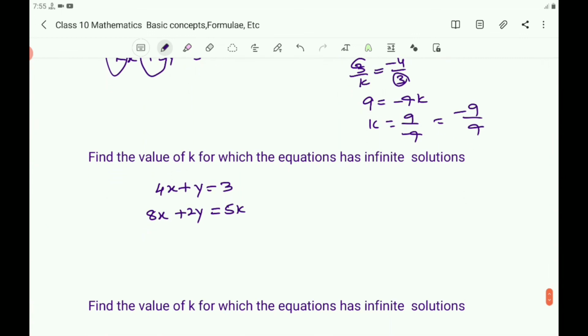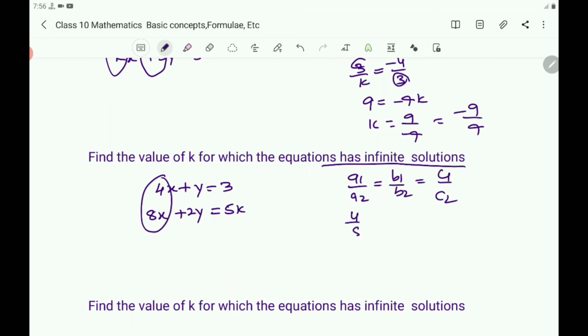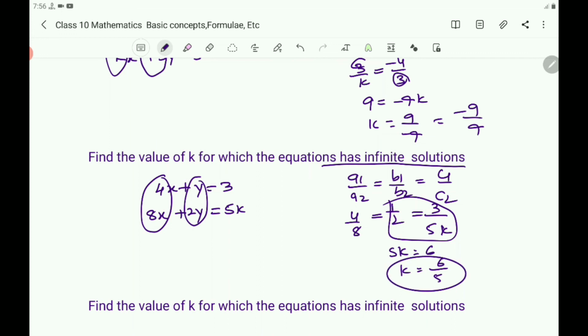Next question, find the value of k for which the equations have infinite solution. Here infinite solution means, again you know a1 by a2 equals b1 by b2 equals c1 by c2. a1 by a2, that is 4 by 8 equals 1 by 2 equals 3 by 5k. Now let us have these two relations, you do the cross multiplication. 5k equals 2 3s are 6, k equals what? 6 by 5. So you got the value of k.